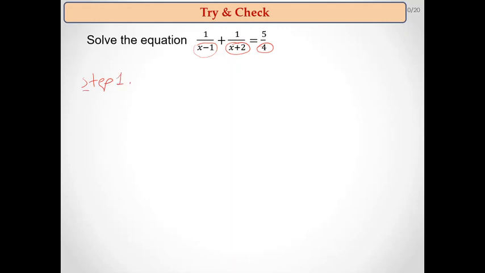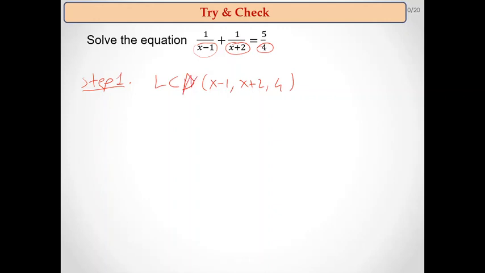Let's try to solve this. Try and check exercise. Please stop the video and try to do it by yourself, and then watch my solution. Now, the first thing is we want to get rid of the denominators. The best way to do it is find the LCD, so multiply with the LCD. The LCD of x minus 1, x plus 2, and 4.